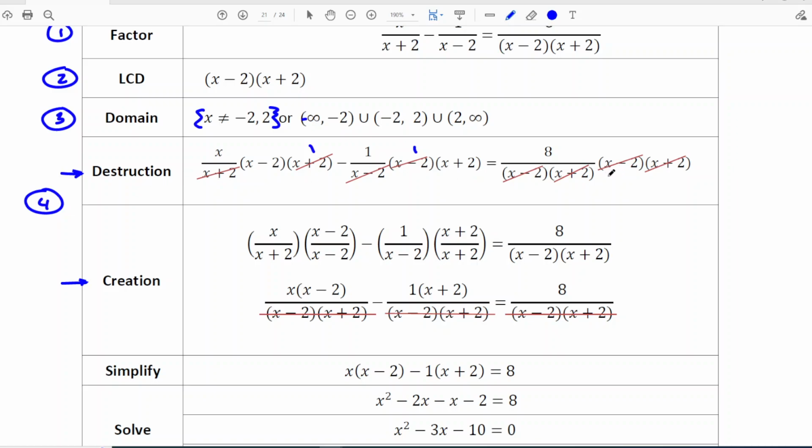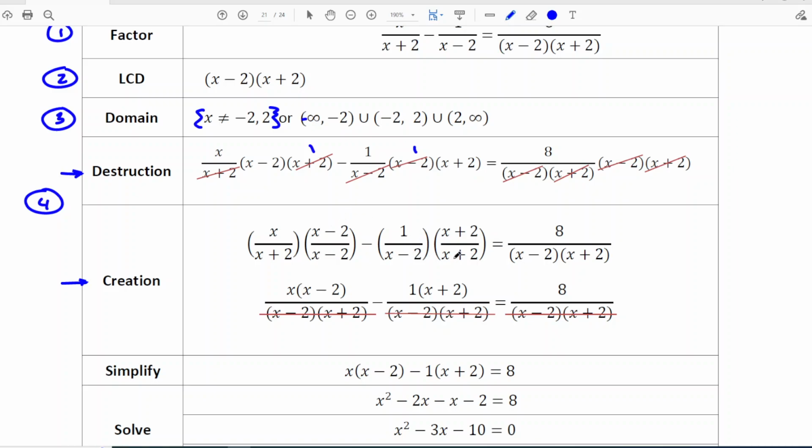The next method we're going to look at is called creation. And it's got a very similar result, but instead of multiplying everything by something, we're going to create a lowest common denominator. So if the lowest common denominator is x plus 2, x minus 2, this term is missing the x minus 2. So I can multiply top and bottom by x minus 2 because I'm really just multiplying by 1.